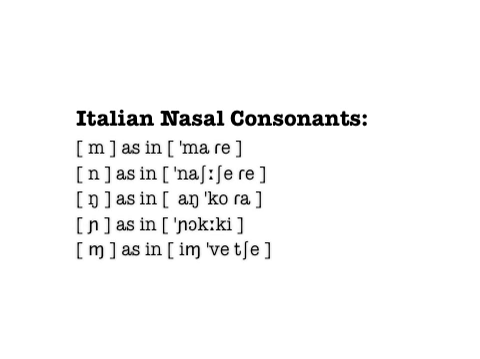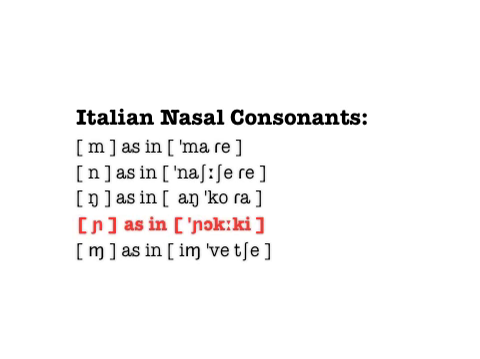The first one is ny, as in gnocchi. To make this sound, place your tongue as if you were going to make an N sound, then push it very slightly forward and press it into the roof of your mouth before letting go. I'll pronounce that again, ny, as in gnocchi.